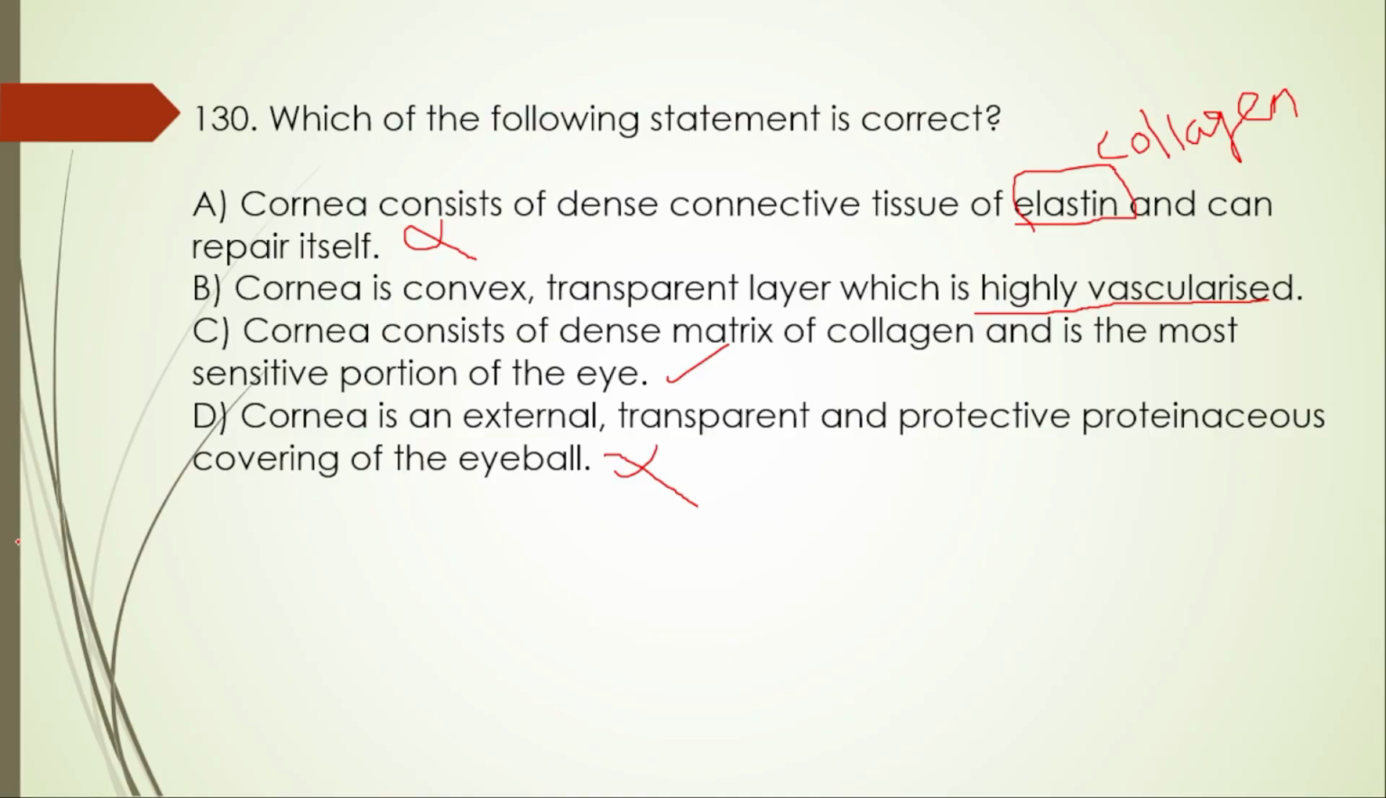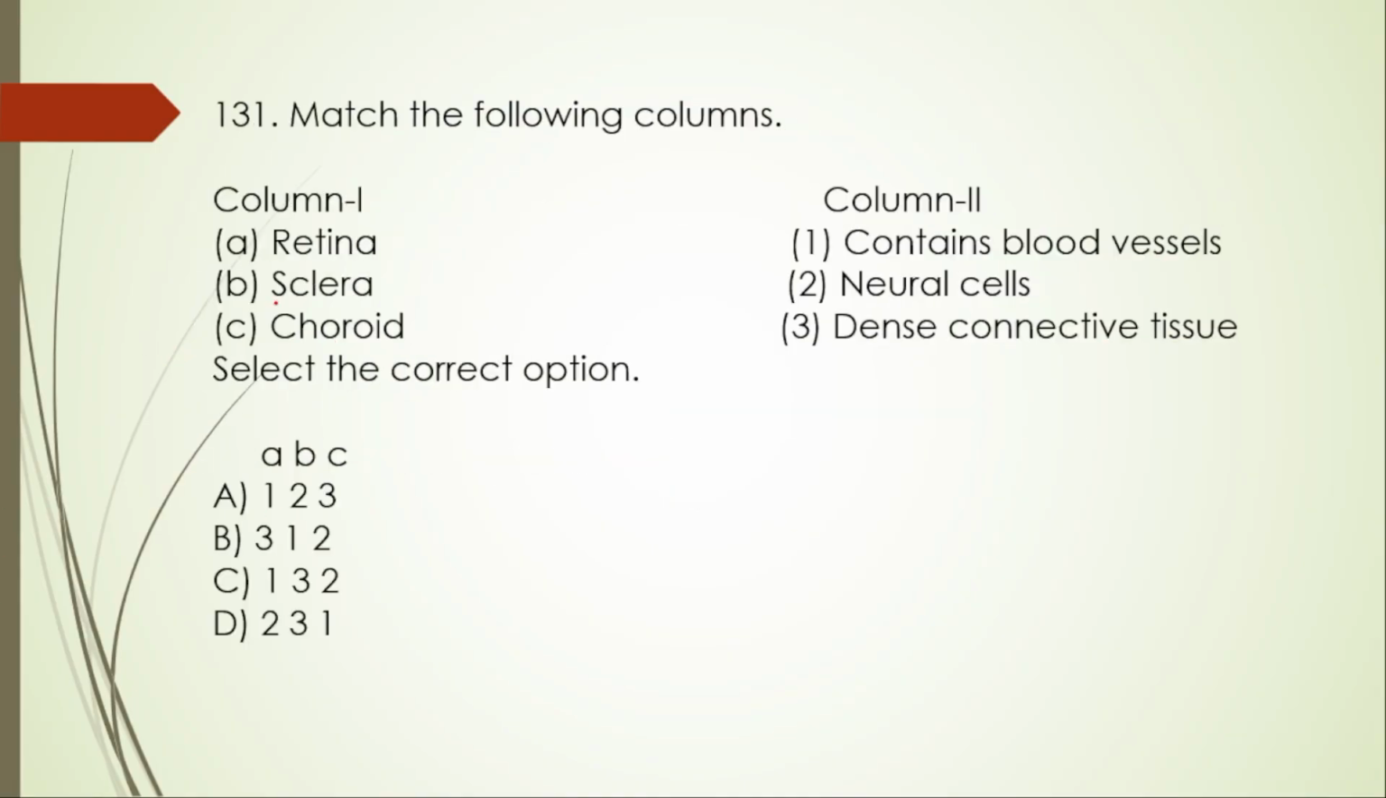So here the correct option is option C. Next, 131, match the following question. Retina matches with A, that is neural cell. Sclera matches with the dense connective tissue, and choroid matches with 1. So A is 2, B is 3, and then C is 1.